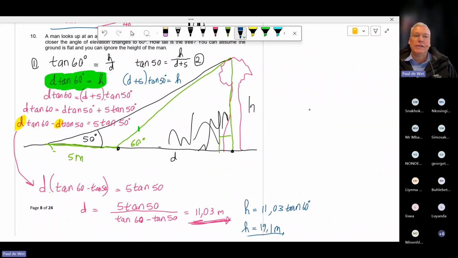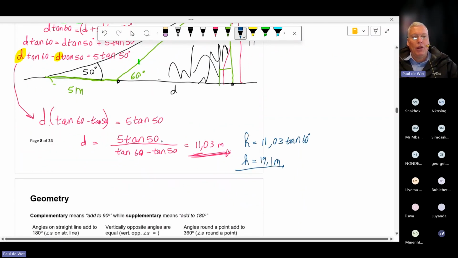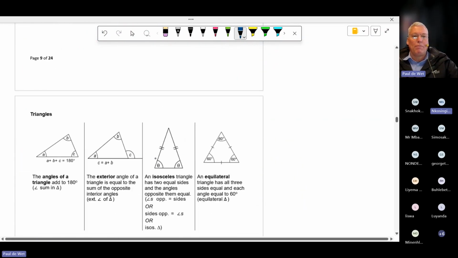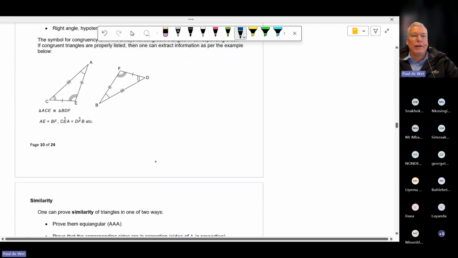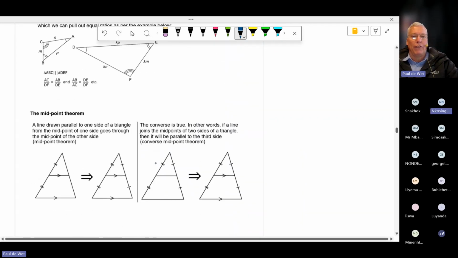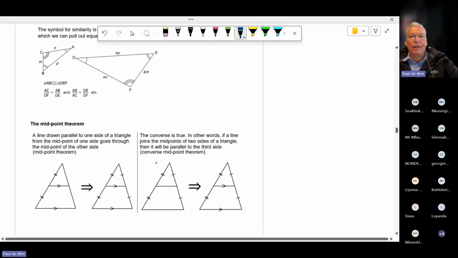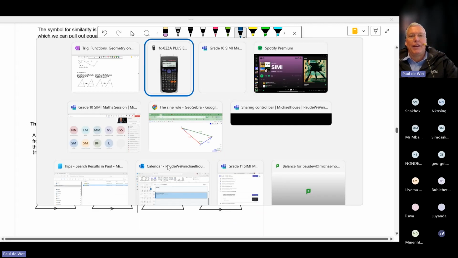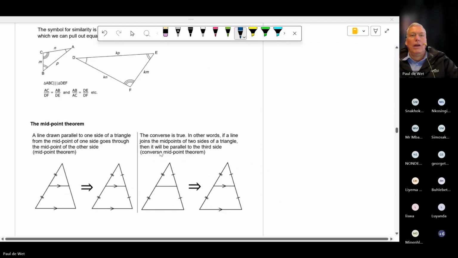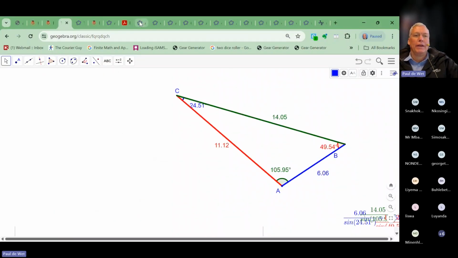All right, guys. So there's a whole lot of geometry results here, and they're on your page. I'm going to just quickly talk to you about all these results. Okay, and here they are. Okay, so the very first one.